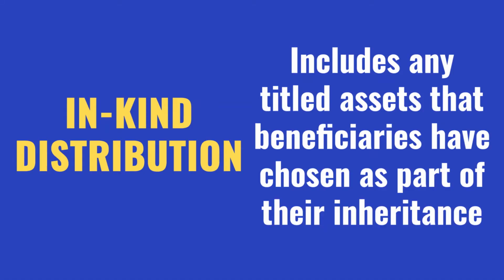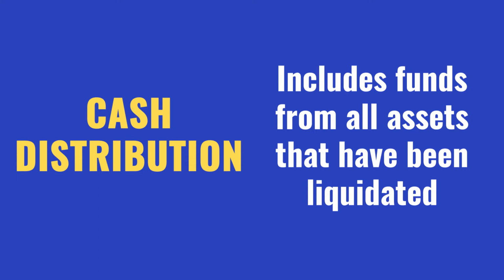Another issue to resolve is what kind of distributions will be made. You will want to consult with the beneficiaries to figure this out. 2 main kinds of distribution are in-kind distribution and cash. In-kind distribution includes any titled assets that the beneficiaries have chosen to take as part of their inheritance, such as an automobile, a piece of real estate, stock, or investment accounts. Cash distribution includes funds from all assets that have been liquidated.